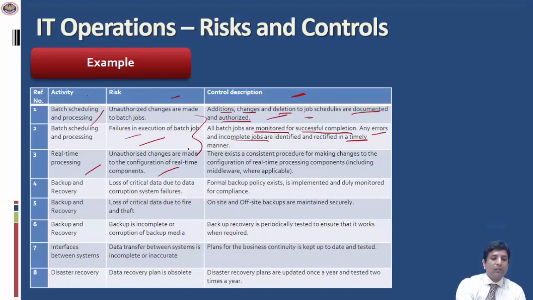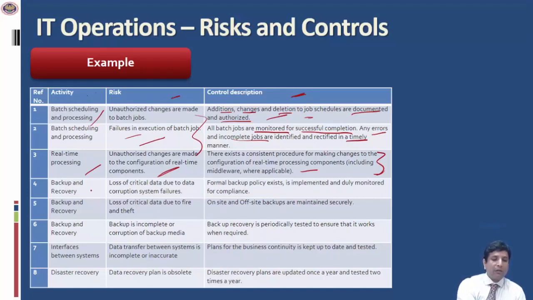Now, unauthorized changes to such configuration in real-time components will be mitigated by implementing a control whereby a procedure for making changes to the configuration of real-time processing components is put into place. So there is a process for managing the changes. This is likely similar to the change management process, where we have seen that the IT infrastructure components need to be changed, or the process for making changes to IT infrastructure needs to be in a controlled manner.